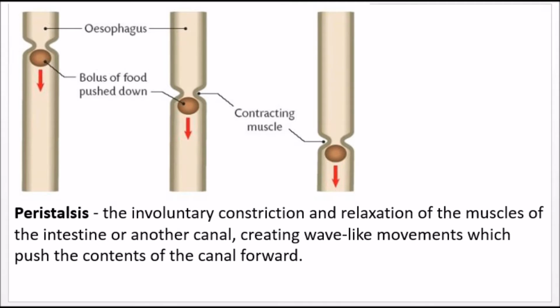Now your food doesn't just fall down a pipe and splash down into your stomach. It's actually pushed down by a process called peristalsis. And the way that works is these circular muscles in your esophagus pinch the tube, making it narrow, and then you've got these longitudinal muscles which push the pinch downwards, which effectively pushes this bolus of food down to your stomach.